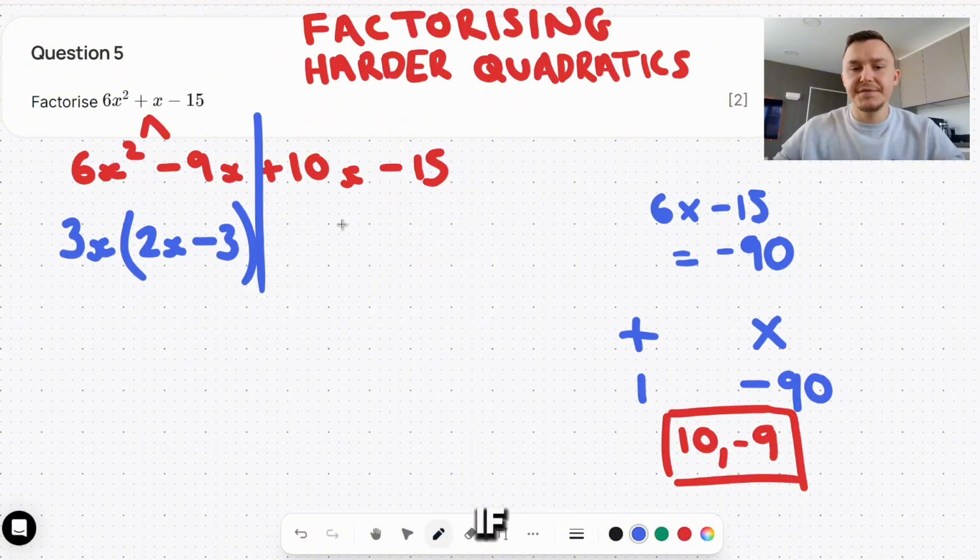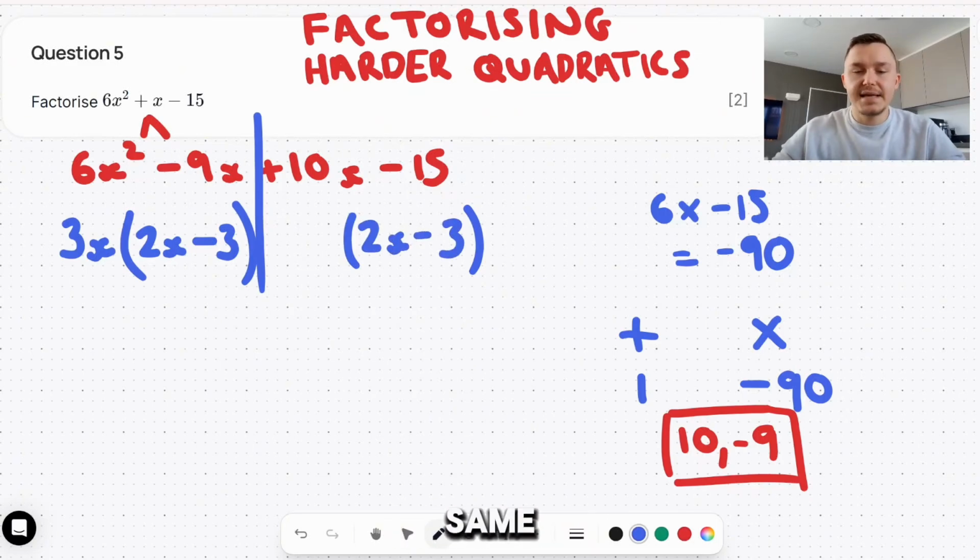Now what you'll notice, if you've done this correctly, is that the bracket on the other side, because that's what we're going to do next, should have the same contents. So 2x minus 3 will be the same. So whatever you've got in your bracket on the left side will be the same as what you've got on the right side. So I can fill that in straight away and just figure out what I need to put on the outside.